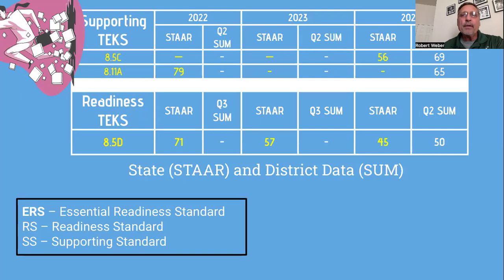So how have we done on this? It hasn't been heavily tested. The biggest one, of course, is the 8.5D, the readiness. And you can see a little bit of an alarming concern. Our STAAR data went from 71 down to 57. 71 was in 2022, 2023, 57, and 2024, 45. So we're declining on performance there. That's a little bit of a concern. We need to reverse that trend.